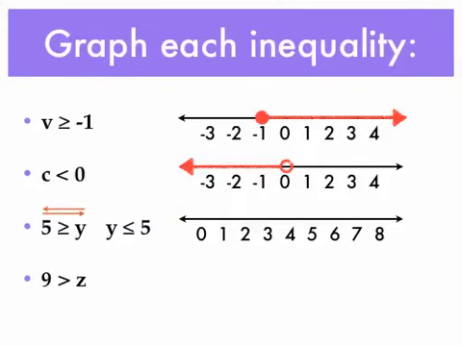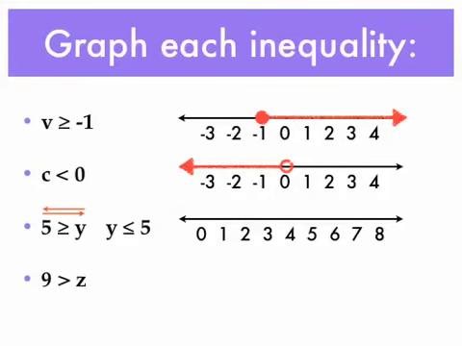So notice in the original, 5 is greater than or equal to y. My inequality sign was open towards 5. Because in my second inequality that I've written, y is less than or equal to 5, the inequality is still open towards 5. These two inequalities are saying the same thing. It's just easier to read and know how to graph if your variable is on the left side. So we always want to try to flip it to get it on the left side.